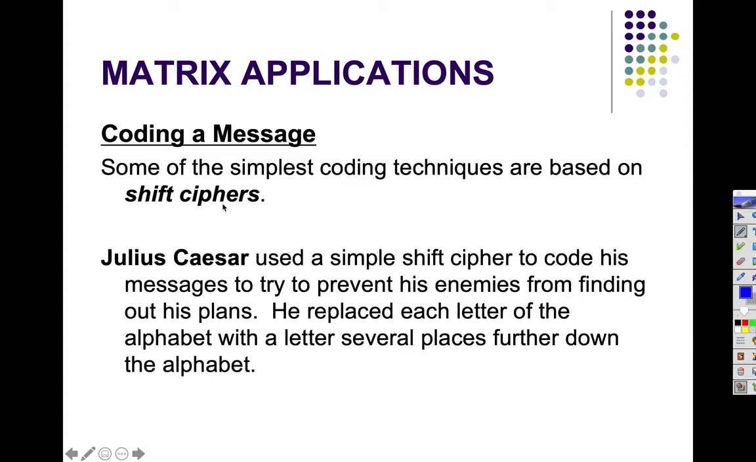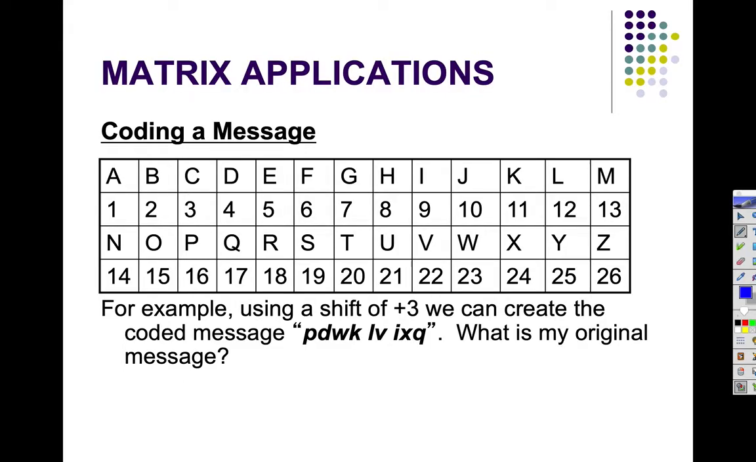Just a reminder where you are in the notes, this is page 7 of the notes. We're talking here about Julius Caesar. Julius Caesar used a simple shift cipher to code his messages to try to prevent his enemies from finding out his plans. Back in his day, you would make a message, hand it to someone, and they would ride on horse and deliver it. Anyone who intercepted that person could steal the message, but he used a shift cipher to code it and make the message not understandable. Here's how all of our coding works.